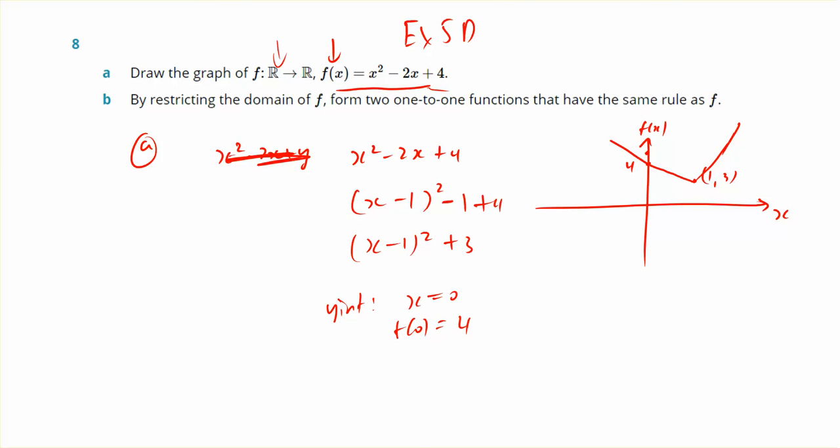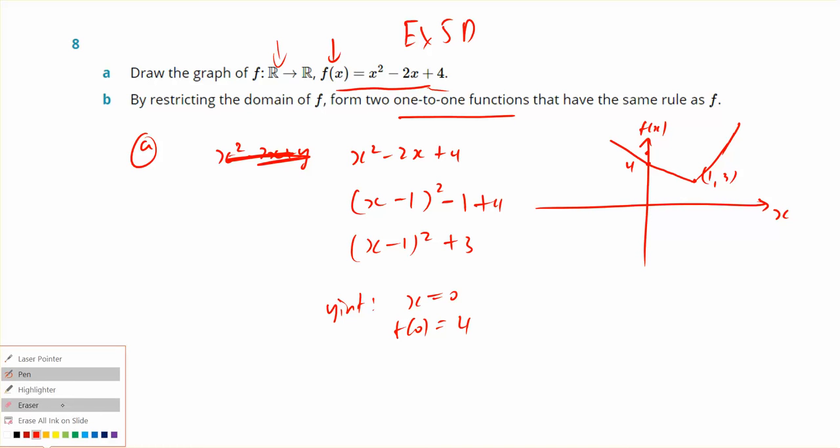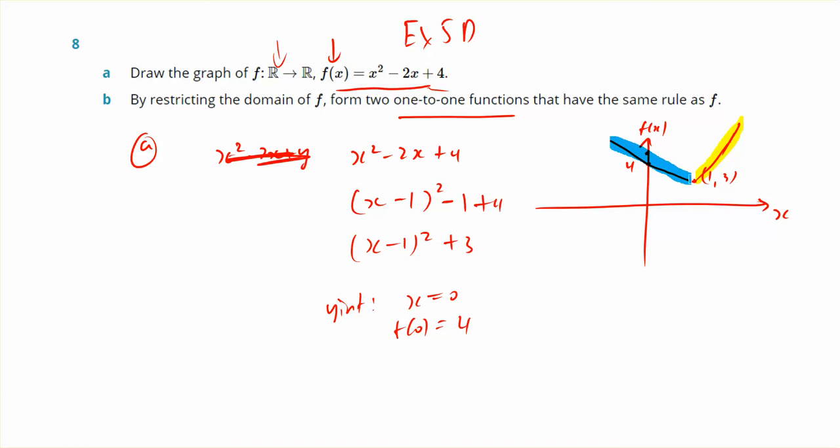By restricting the domain, form two one-to-one functions. Can you see this is not a one-to-one function, simply because if I do a horizontal line test, it will fail it. You want the line to cut only once. The only way you can do that is if you split the function into two bits. I'm going to use a highlighter. That's your first bit, and this is your second bit. So you're splitting at the turning point.